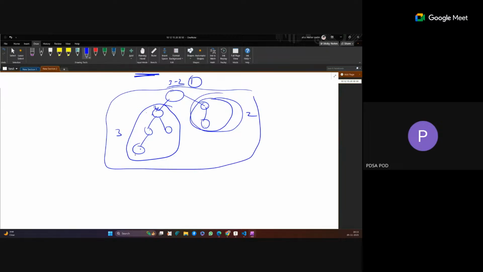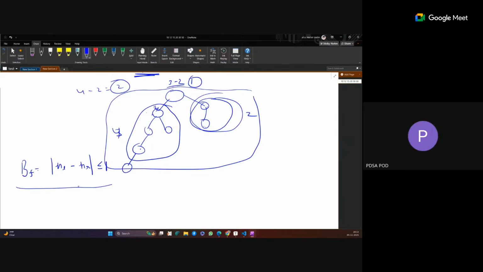But suppose we have one more connection on this left side. Now the height of this subtree is 4, and the right subtree height is 2. So now 4 minus 2 is 2. So here we will not consider this a balanced tree. According to AVL, this is called the balance factor. The balance factor is HL minus HR, and this difference should always be less than or equal to 1.